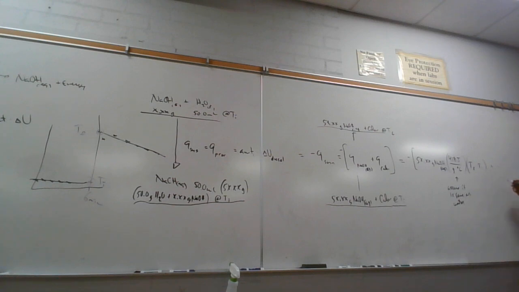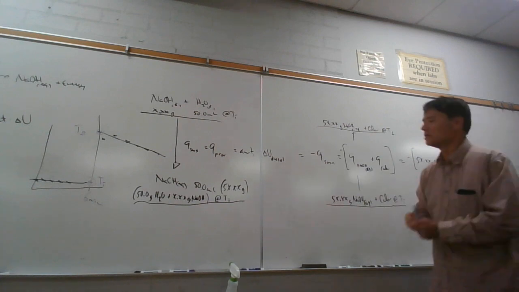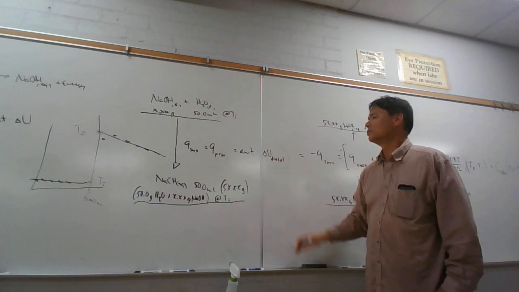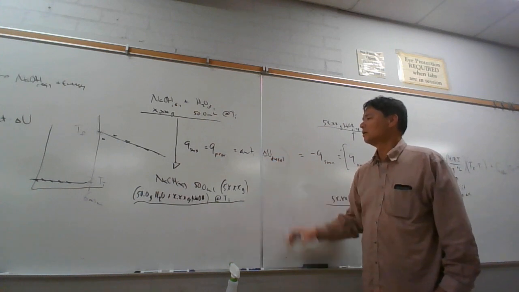Plus Q of the calorimeter. We only have one calorimeter, so it's just going to be C of the calorimeter times delta T, which is T final minus T initial. The calorimeter started off at the same temperature as the solution and ended up at the same temperature as the solution here. And so we have these temperatures we get from the graph. We have the x values we got from the stockroom. The only thing we're missing is this, delta U of dissolution. How much energy is that?